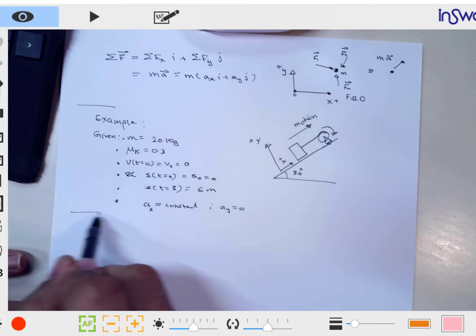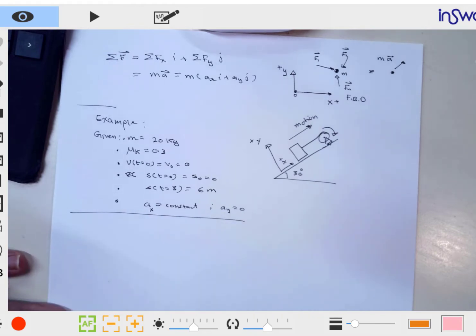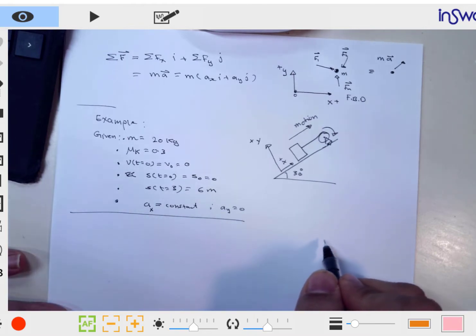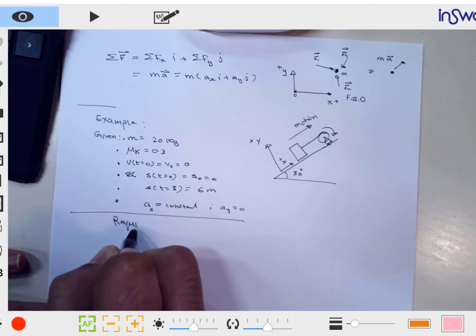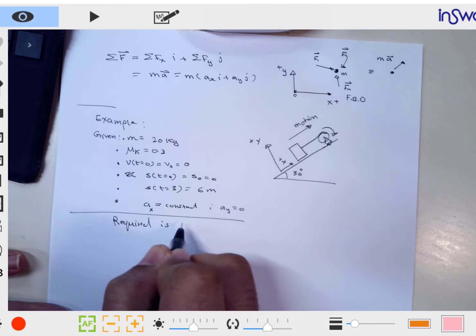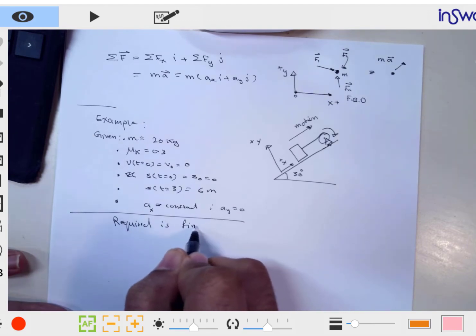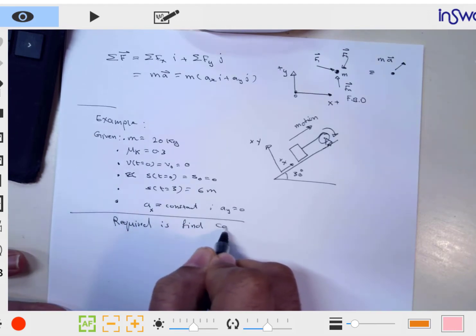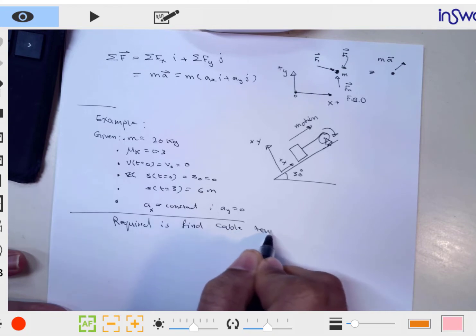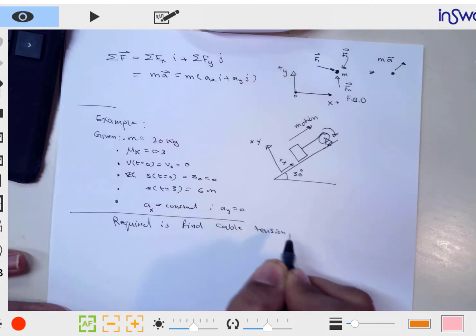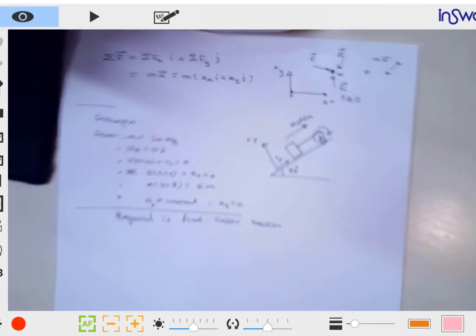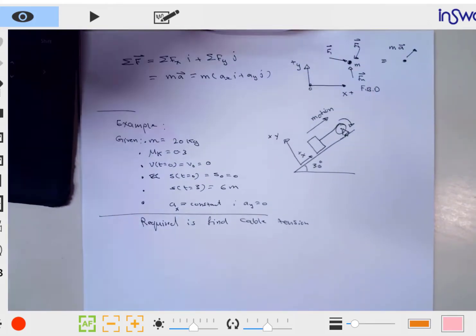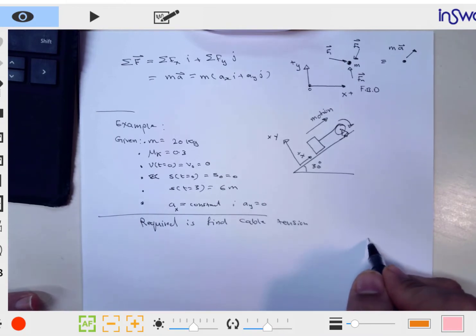Alright, so this is a summary of the problem. Now let's take a look at what's required. Required is to find the cable tension. To know what that means, we need to put together the free body diagram and then see what that means. So first of all, I'm going to redraw that.